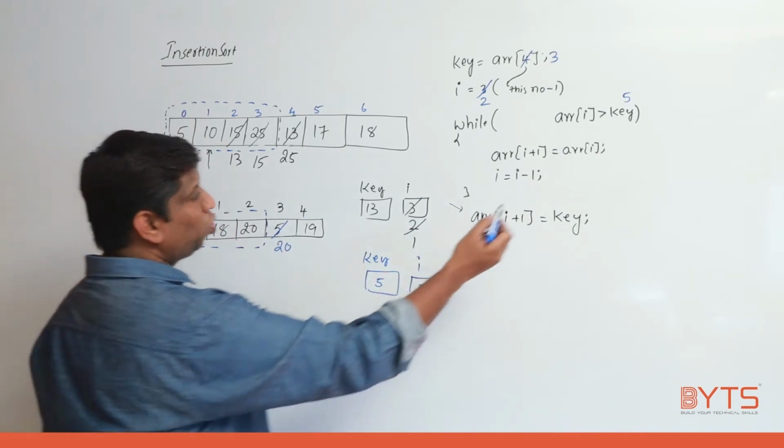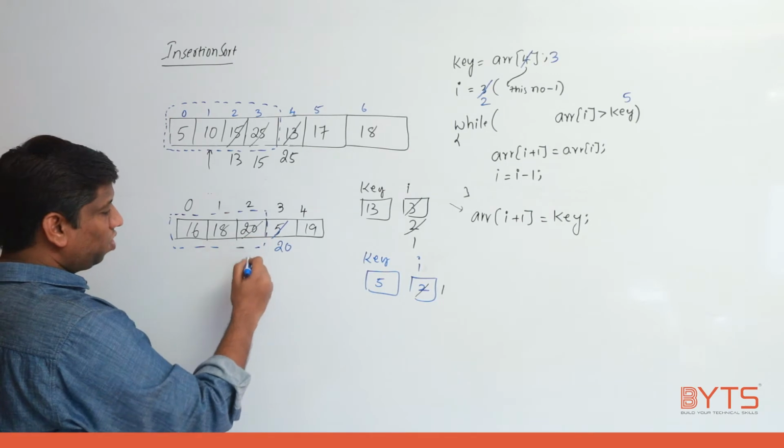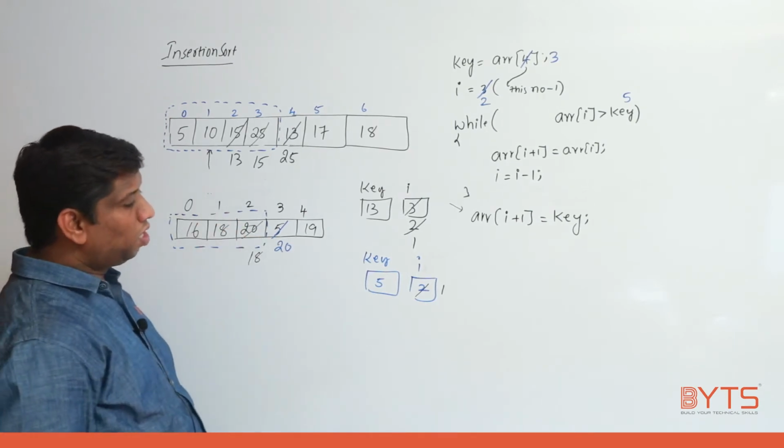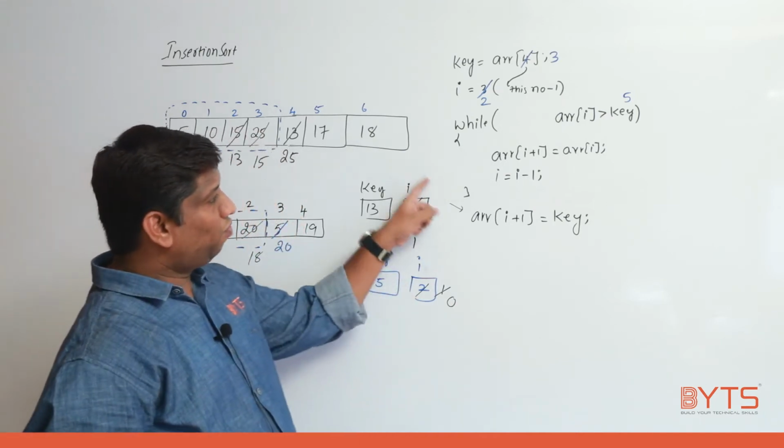Come inside. Next, what should I do? The 1 value should be copied to the 2 location. So, what is copied here? 18 is also copied. Now, I is equal to I minus 1. I value will become what? 0. End of the loop, come here.